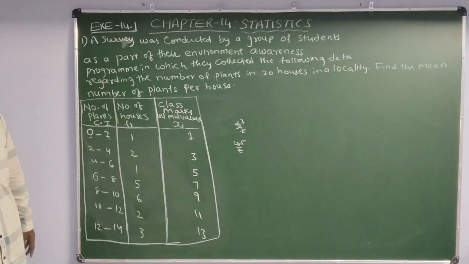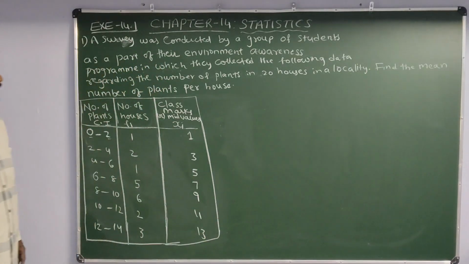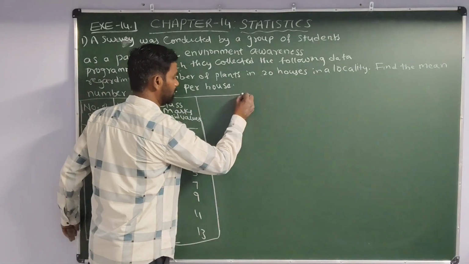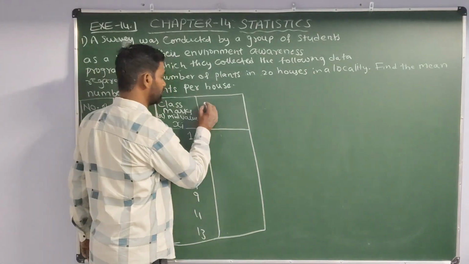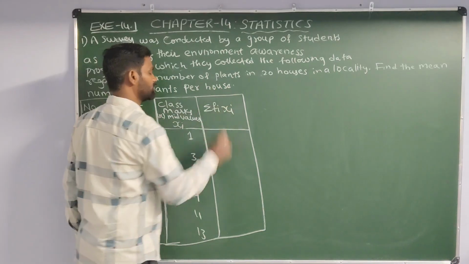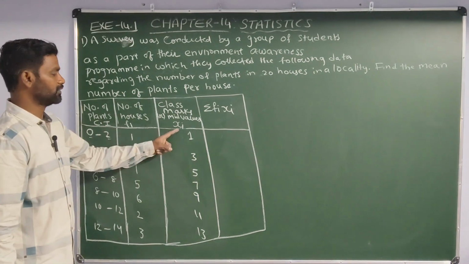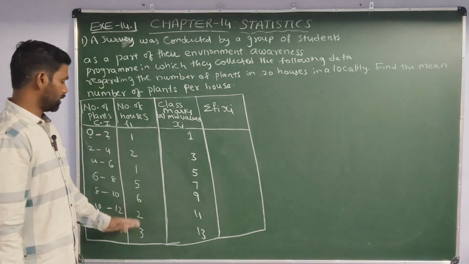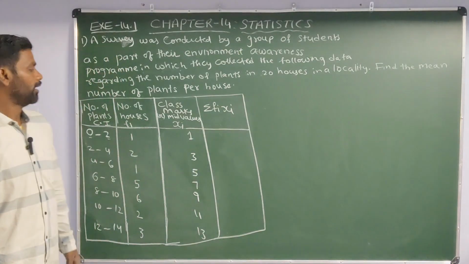Okay, 1, 3, 5, 7, 9, 11, 13. Next, one more column we have to draw, and in this column we have to write sigma fi xi. What is that? Sigma fi xi. These are fi's and these are xi's. Second column values are fi's and third column values are xi's.